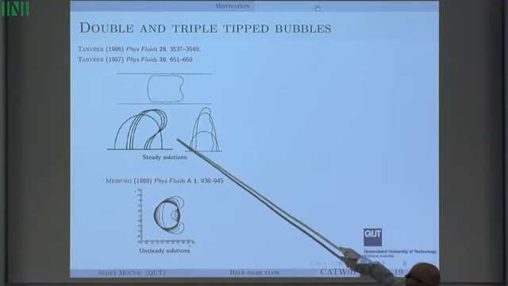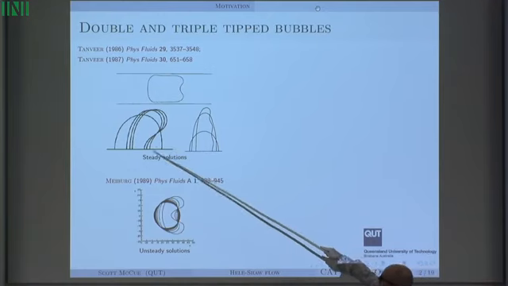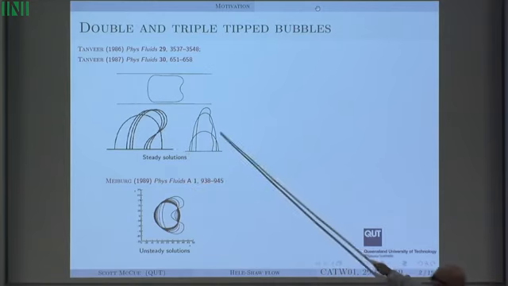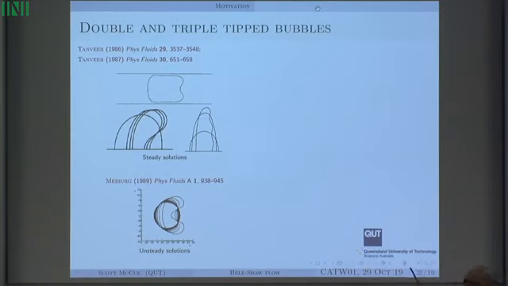This is a half of a bubble. The top half of this bubble, it's a double-tipped bubble. There'd be another half down here. And here are some steady solutions with multi-tipped bubbles. And down here, these are numerical solutions to an unsteady version of the problem. The model is actually slightly different there, but you can see the development of a double-tipped bubble in that case.